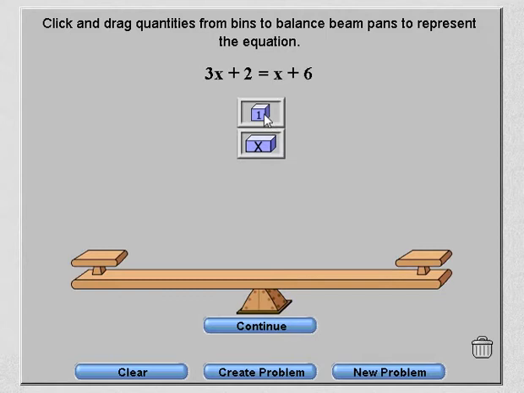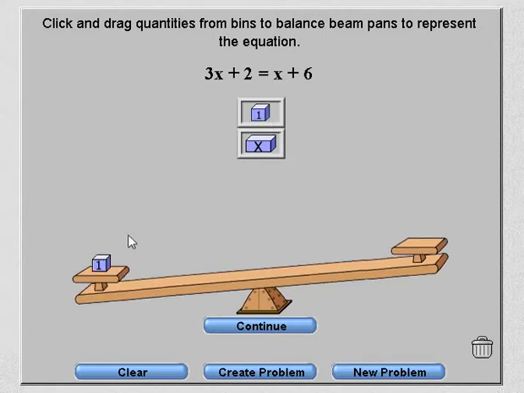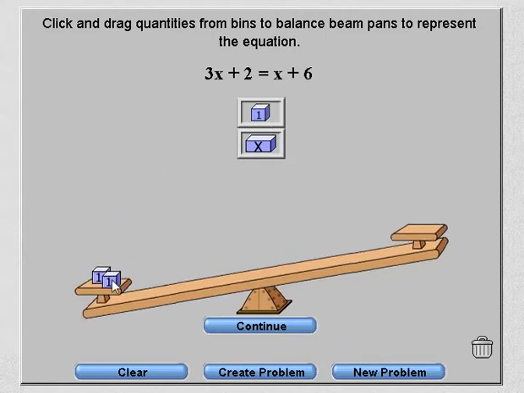So the first thing I'm going to do is put 2 unit blocks on the left-hand side. Now as soon as I do that, it's not going to be balanced anymore. That's okay. As I keep going, it will be balanced. And then I'm also going to add 3 x's on the left-hand side, and I just click and drag them. So now I've got 3x plus 2 on the left.